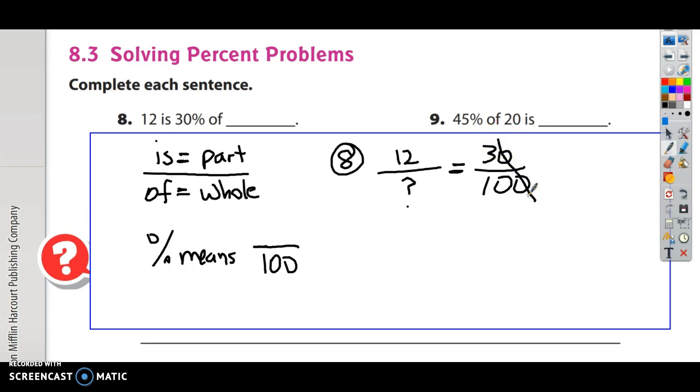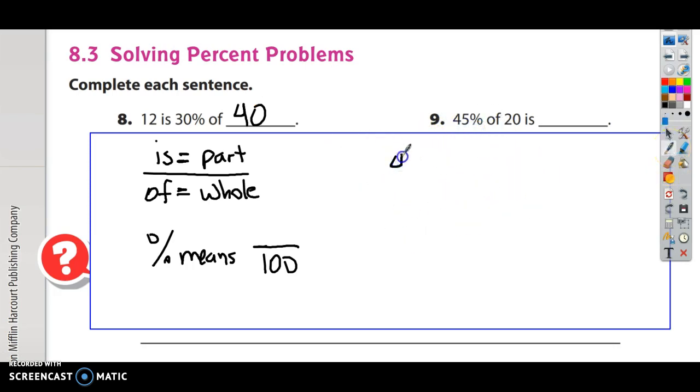I would get 3/10. Now, can I multiply 3 to get into 12? I can. It's times 4. And if you multiply 3 times 4, you have to multiply 10 times 4. And what is 10 times 4? It's 40. That's the answer. 40 is the answer.